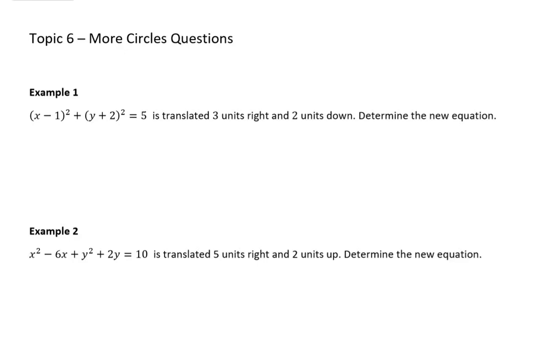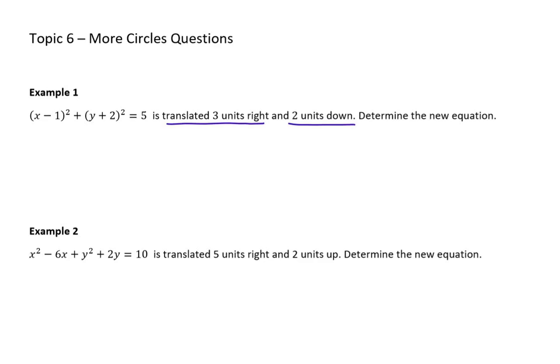Grade 12, so on to topic 6, which is basically a mixture of some random circle type questions that can come up. The first example gives you the equation of the circle, and it tells you that it's translated 3 units right and 2 units down, and I need to determine the new equation.